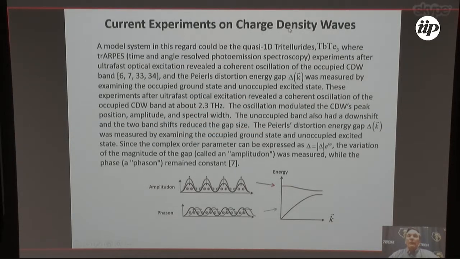Currently there are some experiments on charge density waves that are pretty fascinating, on these tellurides, where people are performing time- and angle-resolved photoemission spectroscopy experiments, using ultrafast excitation, a coherent oscillation, to occupy a charge density band, and a Peierls distortion was measured by these. What these folks are measuring is two bands, the oscillation, the amplitude and spectral width, and they also have an unoccupied band that shifts. And all these things are in the references, and they're pretty fascinating.